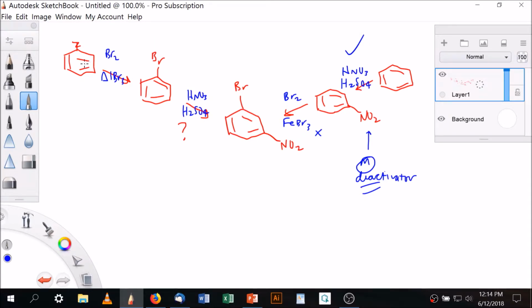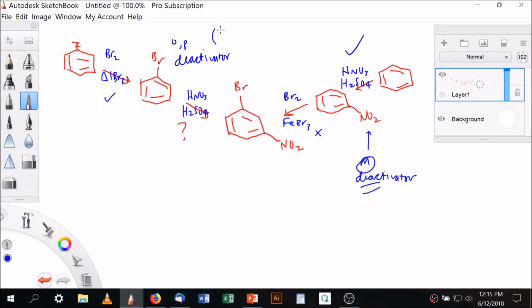Okay. What about this way? Going from benzene, this works, of course, brominating a benzene ring, that works. But what about nitrating in the meta position? Well, this is an OP director, right? And it's a deactivator.